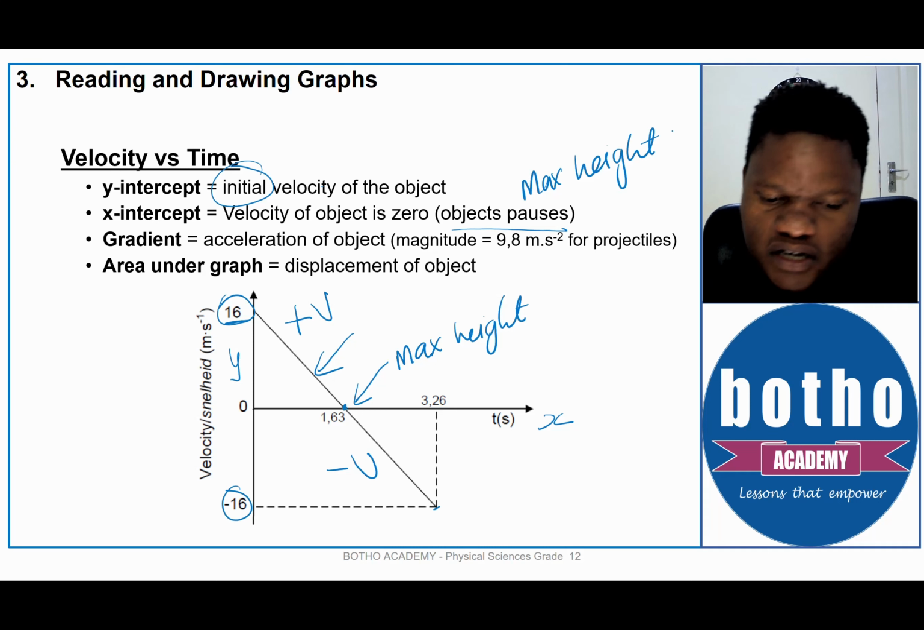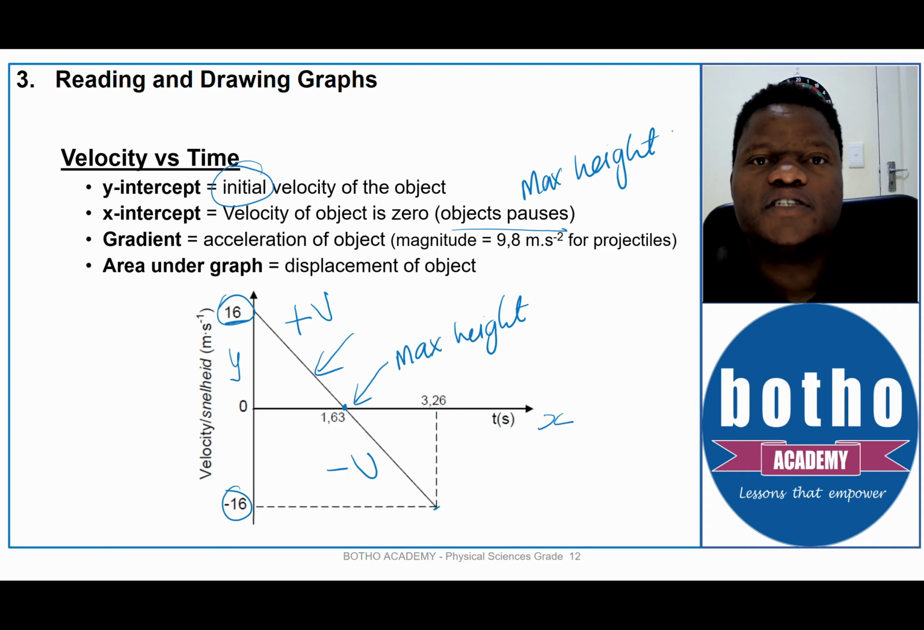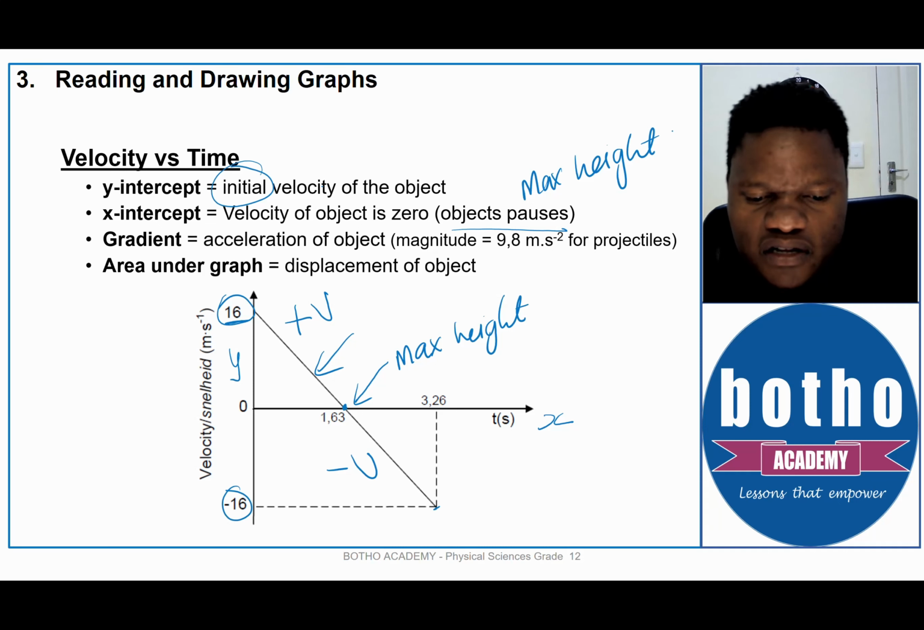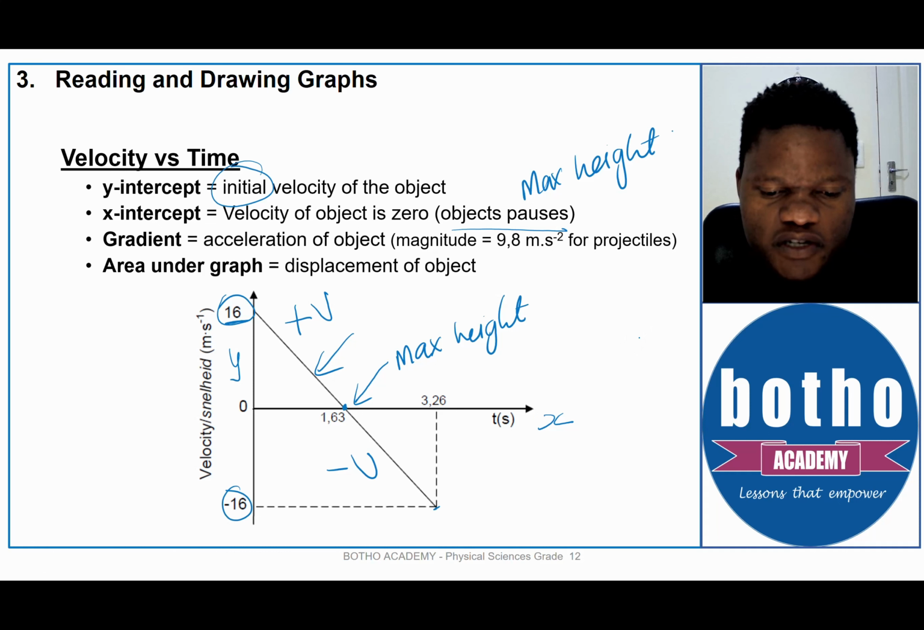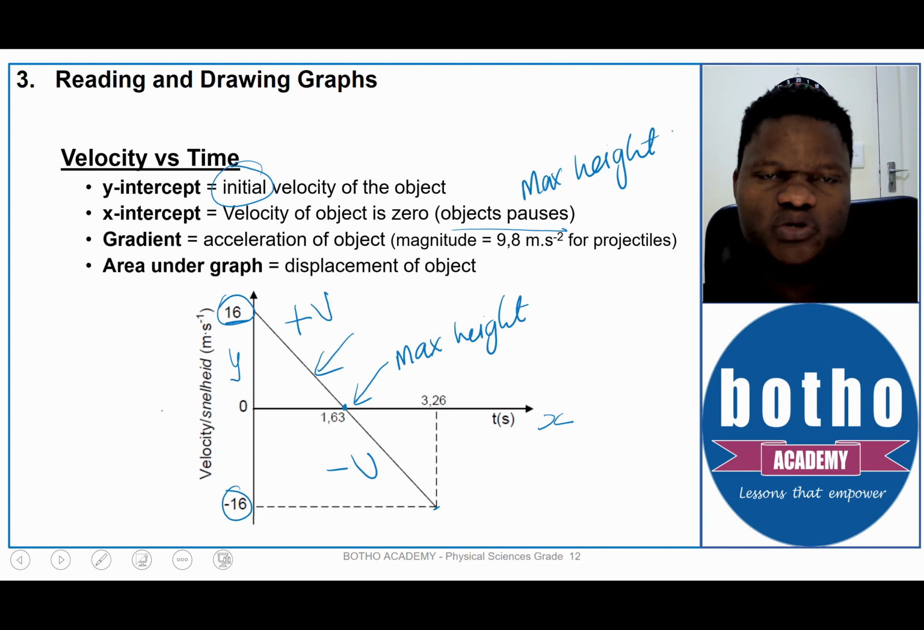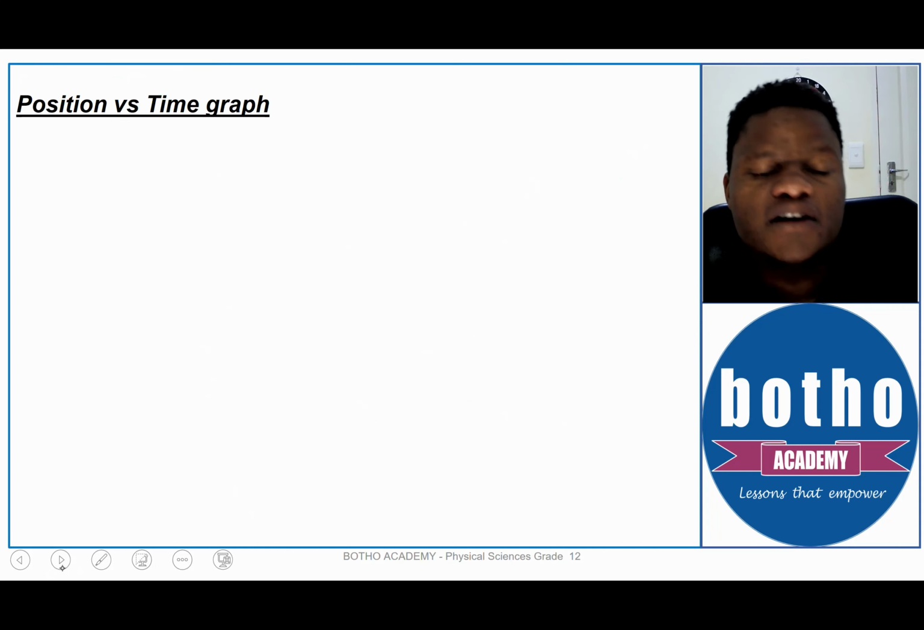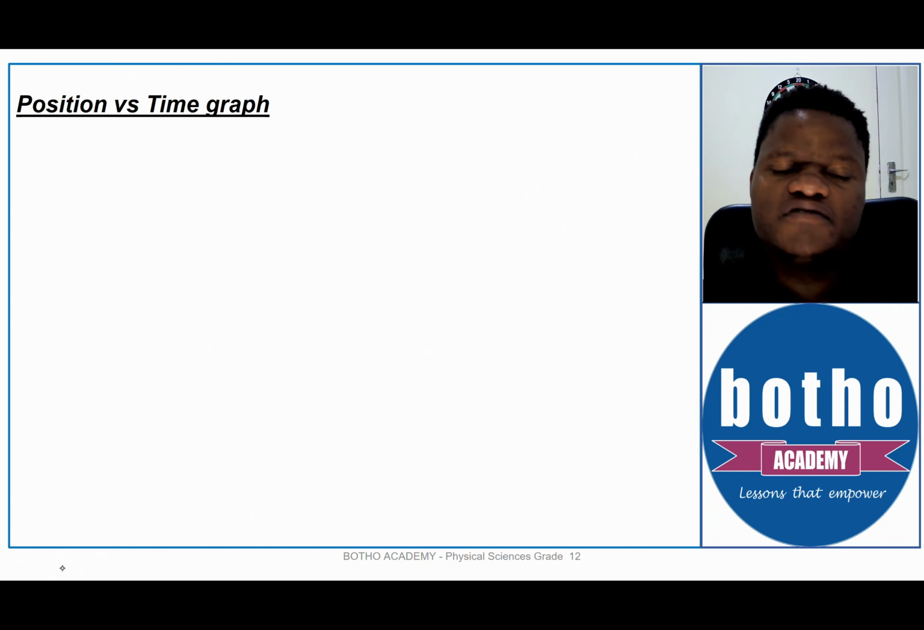And then the gradient is always 9,8 meters per second squared, and the area under the graph represents the displacement of the object. Those last two points are not very common in our assessments. Right, now let's move to the position versus time graph.